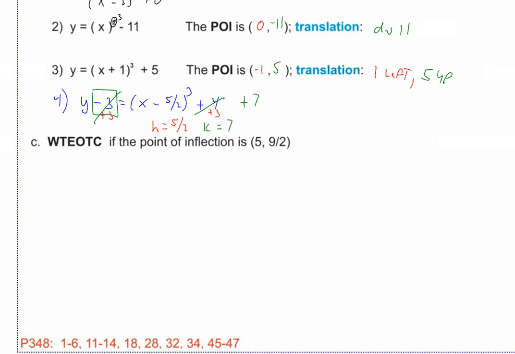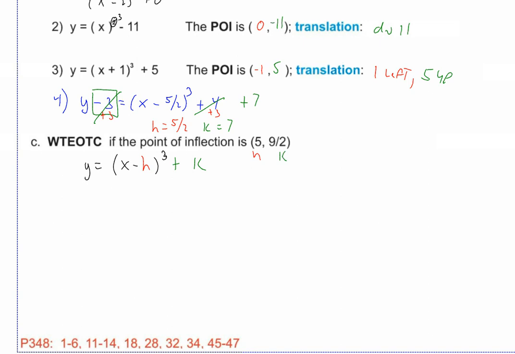All right, what if they say write the equation of the cubic if the point of inflection is 5, 9/2? You need to start with your pattern. All right, y equals the quantity x minus, and I'm going to fill in the h in a minute, quantity cubed. And then we have plus k, right? Start with your pattern. From there, they gave us the point of inflection, so they gave us h. They gave us the point of inflection, so they gave us k.